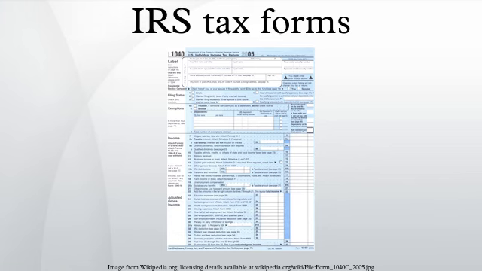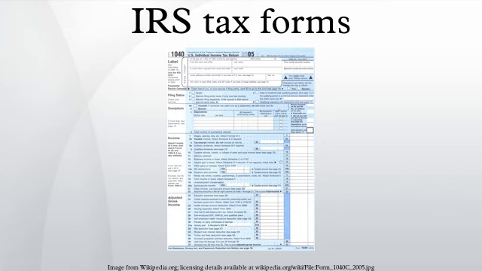IRS tax forms are used for taxpayers and tax-exempt organizations to report financial information to the Internal Revenue Service of the United States. They are used to report income, calculate taxes to be paid to the federal government of the United States, and disclose other information as required by the Internal Revenue Code. There are over 800 various forms and schedules. The best known of these is Form 1040 used by individuals.